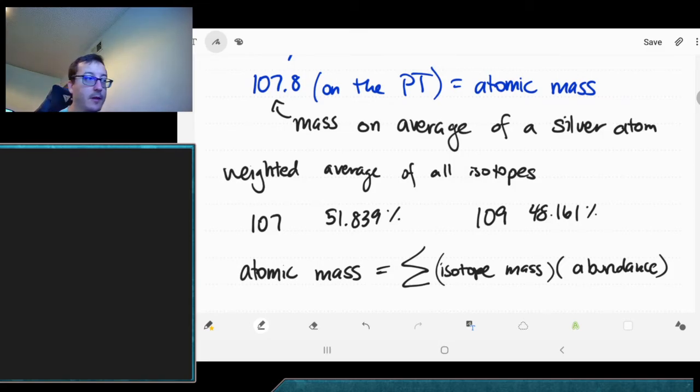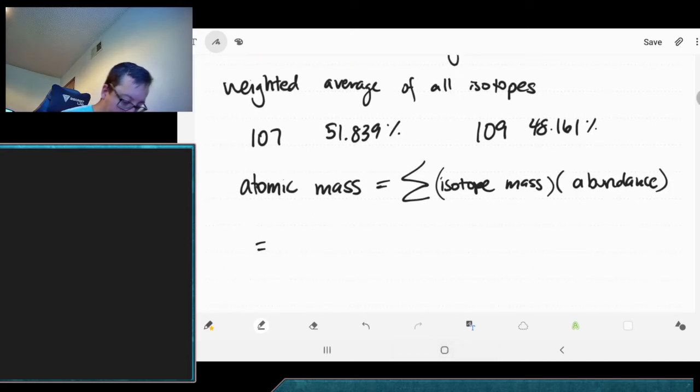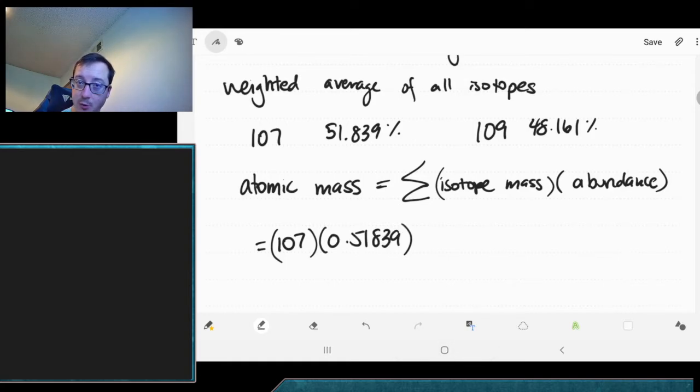I know sigma notation can be a little scary. It just means that you do this for every single one and add them all up. For silver, while the isotope mass is actually slightly different from the mass number, I'm just going to use the mass number here. So we're just going to cheese this calculation. Again, not something you're going to need to do, but I'm showing you where this number comes from. I'm using the percentage in decimal form here.